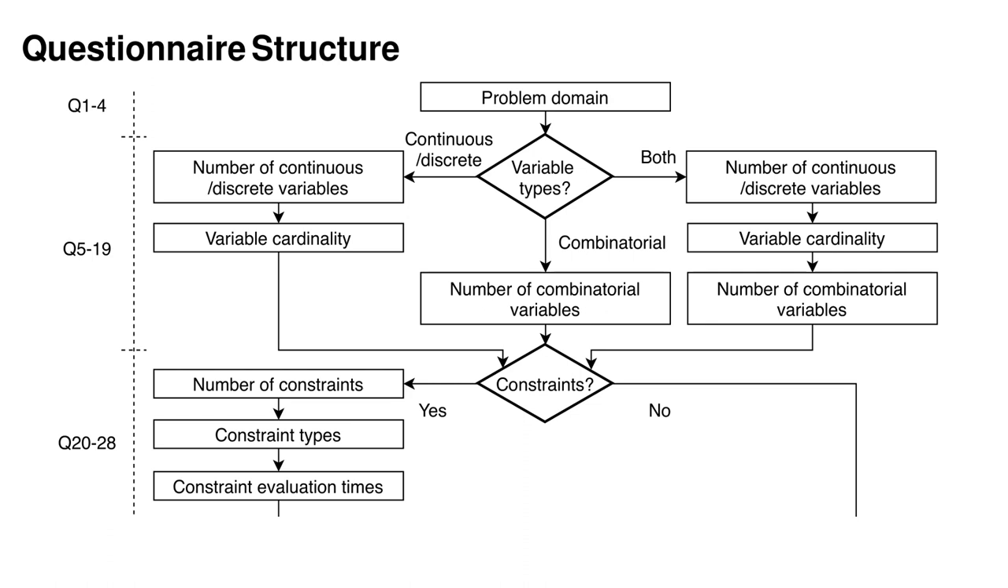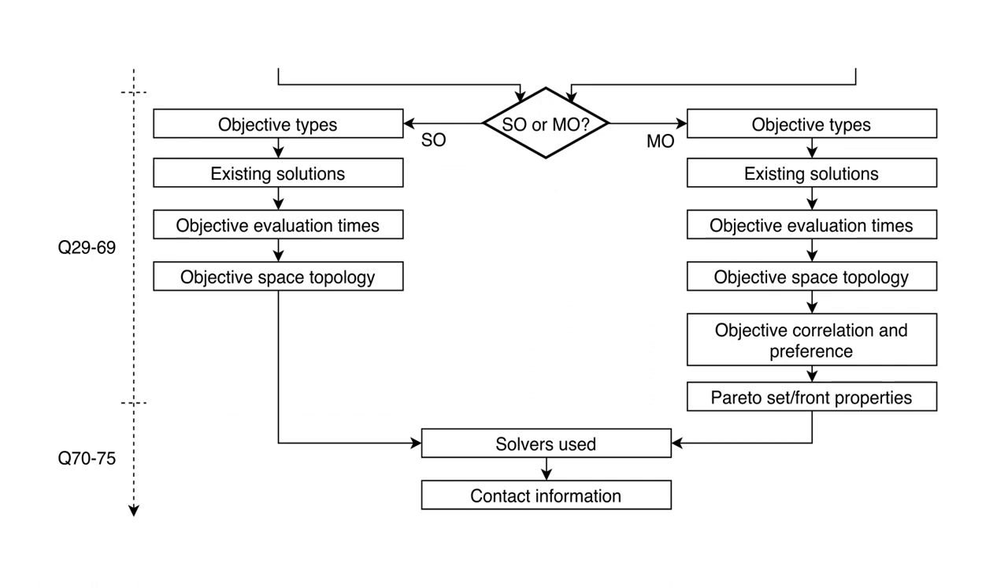Another topic is whether the problem includes constraints, and if so, how many? Moreover, we ask about different types of constraints, such as equality and inequality constraints, and importantly, how long it takes to evaluate or check the constraints. Following that, we look more closely at the objectives, where the first question is whether it's a multi-objective problem or a single-objective one. Then, what properties the objectives have, for instance, are they stochastic or black box problems, and whether there are known, possibly optimal solutions to the problem. Like for constraints, we also ask for the evaluation time of the objectives.